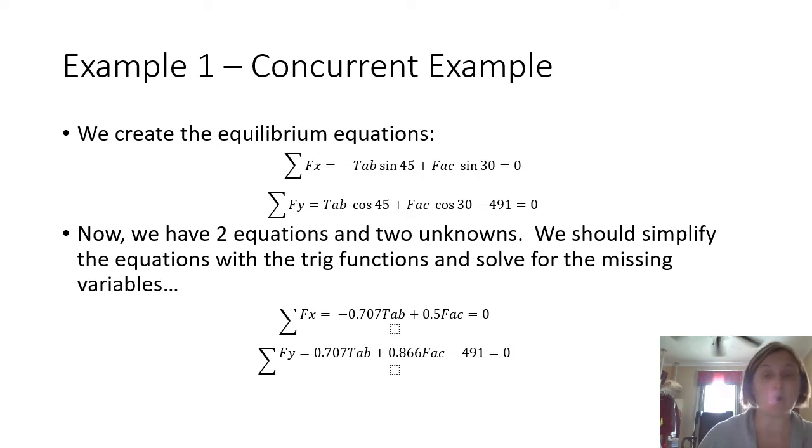Okay, and we have two equations and two unknowns. And what we're simplifying here, this is what we get. If we take that sine 45, we get 0.707 and it's negative. If we take the sine 30, we get 0.5. Again, the cosine 45 is 0.707, and then we get the cosine 30, which is 0.866. So there we go.